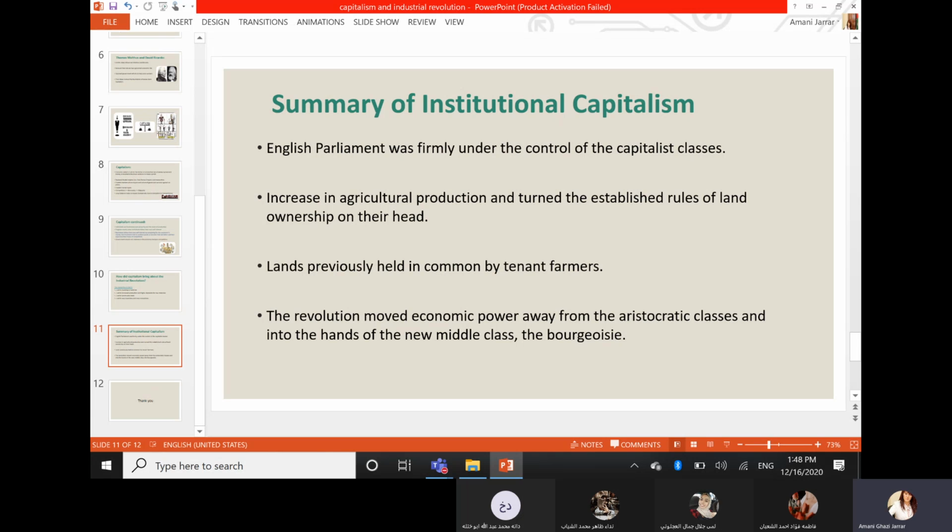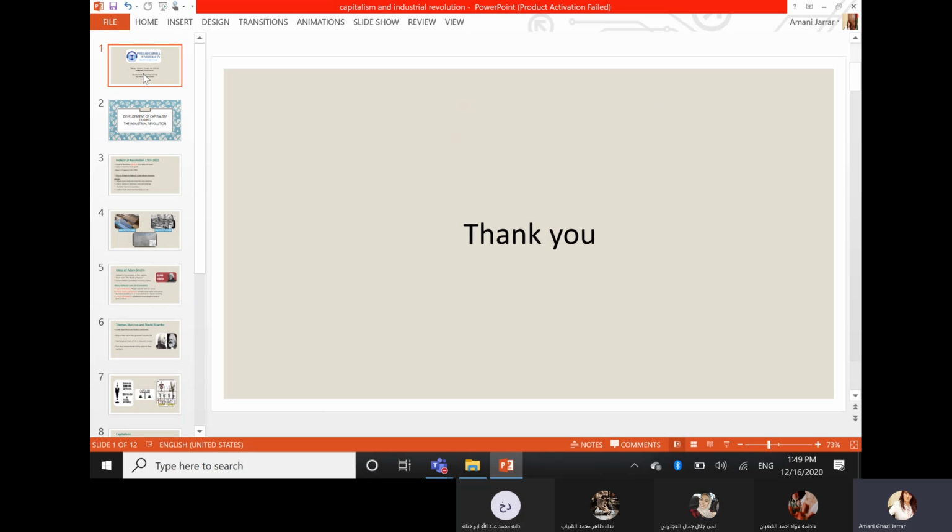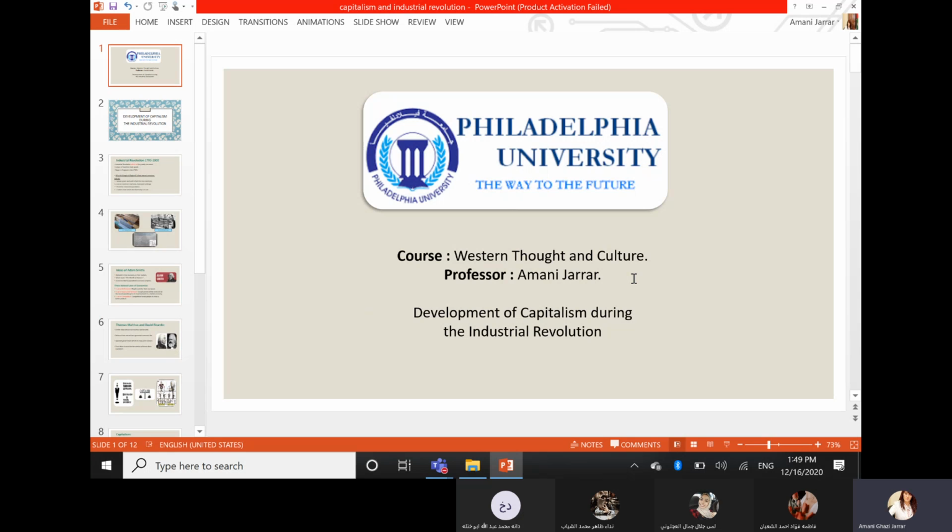The revolution moved economic power away from the aristocratic classes that were known at that time, and put it into the hands of the new middle class that is known after that by the name bourgeoisie. Bourgeoisie in French is the middle class. And unfortunately, people think that bourgeois is the name of aristocratic classes. It's quite the opposite. Bourgeoisie is not the aristocratic classes, it's the middle classes. الطبقة البرجوازية is not the same as the aristocracy, so they are two different terms in French, let's say. Okay, so that's in brief the development of capitalism during the Industrial Revolution.